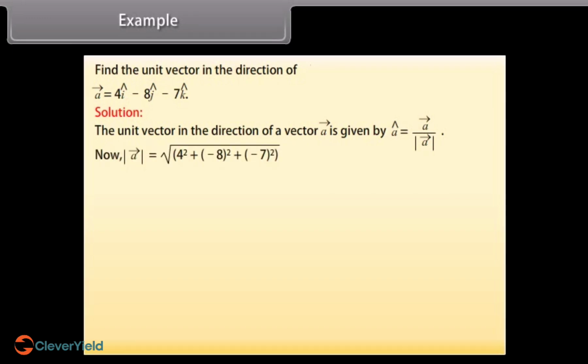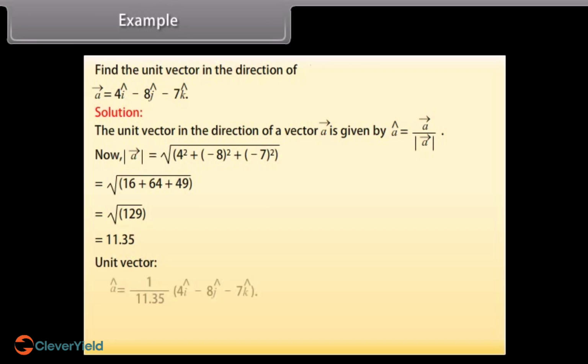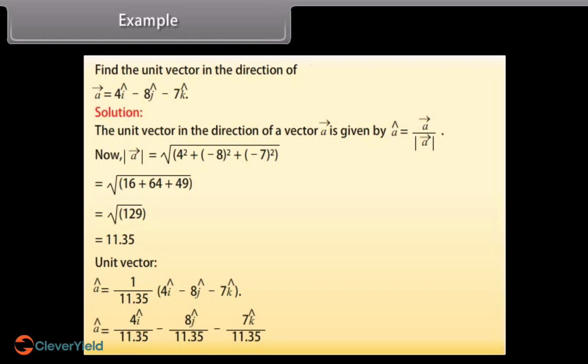Now, mod of vector A equals square root of 4 square plus minus 8 square plus minus 7 square equals square root of 16 plus 64 plus 49 equals square root of 129 equals 11.35. Unit vector A equals 1 by 11.35 into 4 cap I minus 8 cap j minus 7 cap k. Unit vector A equals 4 cap I by 11.35 minus 8 cap j by 11.35 minus 7 cap k by 11.35.